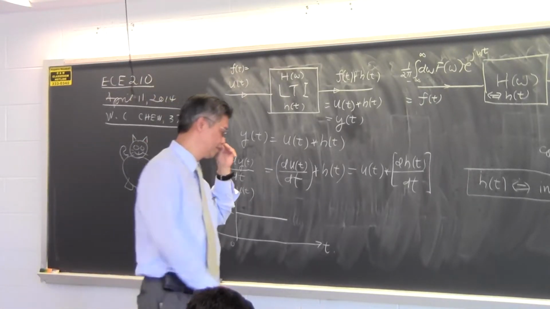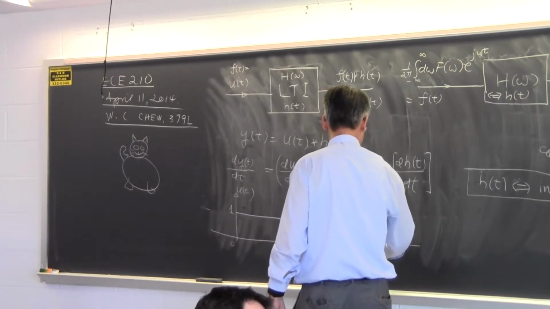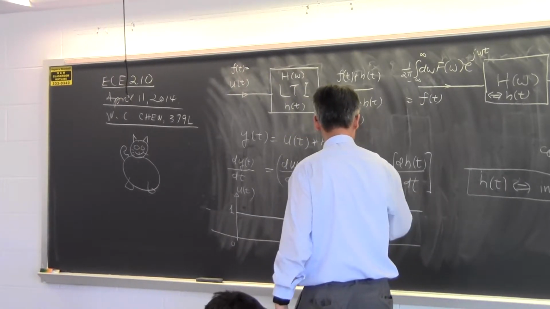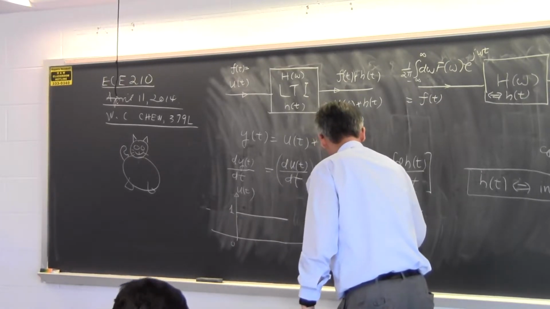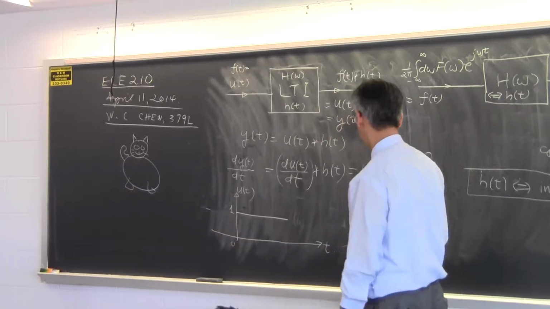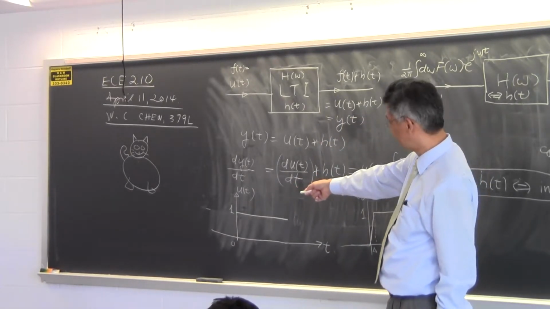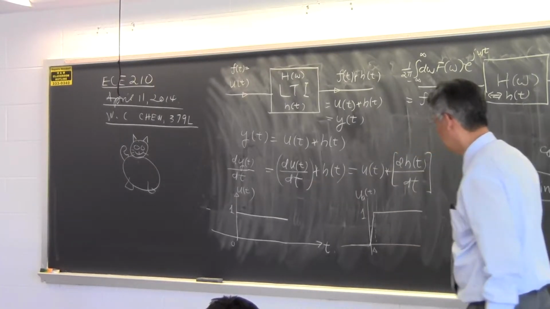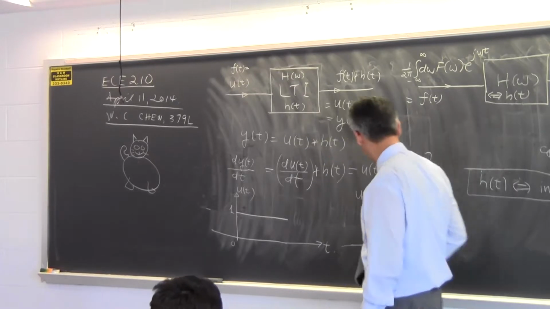One way to think about it is that this is the limiting case of an approximate unit step function that looks something like this. Think of an approximate unit step function that has a gradual rise in slope. The unit step function has a precipitous rise in slope, but you can think of it as the limiting case of this function where delta goes to 0.